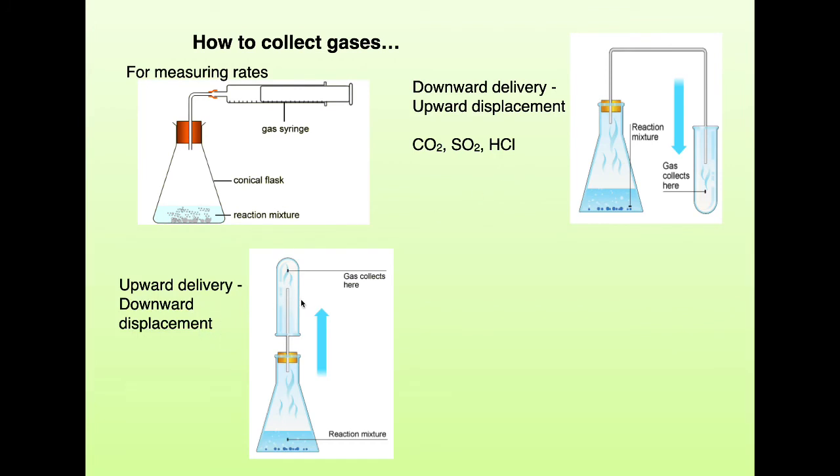Upward delivery, downward displacement of the gas inside the tube, we can do with gases of low density. And you can guess which ones we're going to talk about here. Hydrogen's the obvious one, and even ammonia can be collected like this because it's got a relative molecular mass less than that of air.